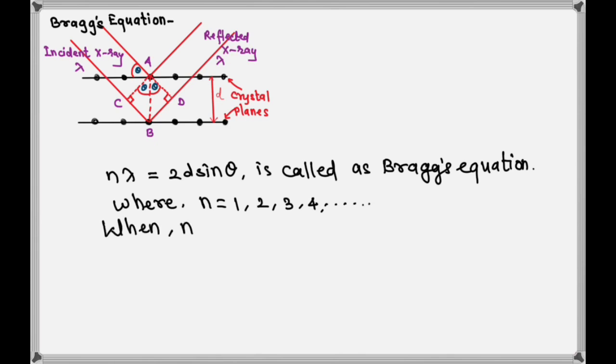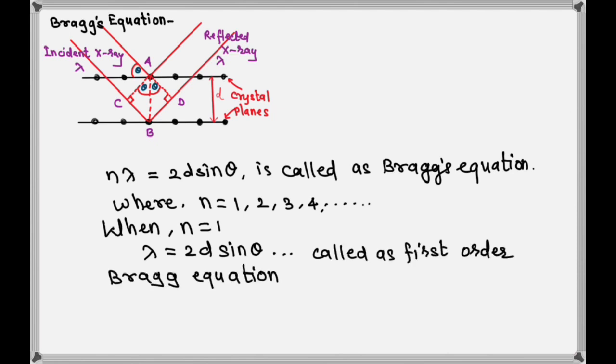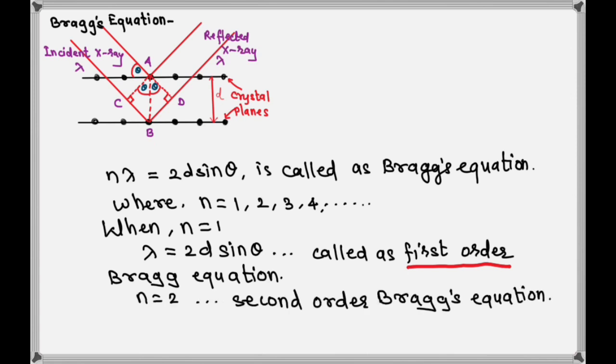If you put value of n as 1, then the equation becomes lambda is equal to 2D sin theta. So this equation is called the first order Bragg's equation. Then if you put n is equal to 2, then this equation is called the second order Bragg's equation. If you put n is equal to 3, then that becomes third order Bragg's equation. If you put n is equal to 4, then fourth order Bragg's equation and so on. Thus, that is Bragg's equation.